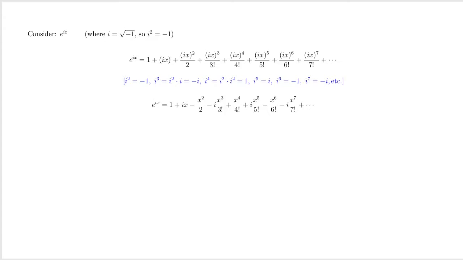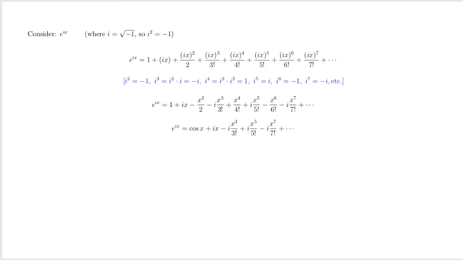So when we simplify our expression for e to the ix, we get this expression here. e to the ix is 1 plus ix minus x squared over 2 minus ix cubed over 3 factorial plus x to the fourth over 4 factorial, etc., as you see here. And if you look at this power series closely, you can see the series for the cosine of x sort of lurking in the middle of it. Cosine of x: 1 minus x squared over 2 plus x to the fourth over 4 factorial minus x to the sixth over 6 factorial, etc.